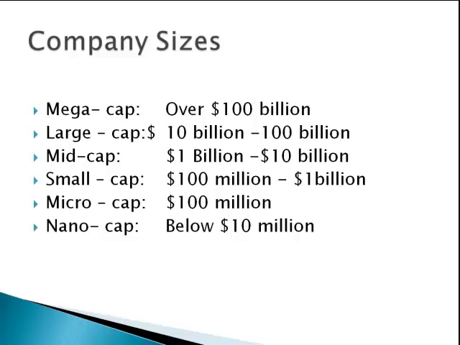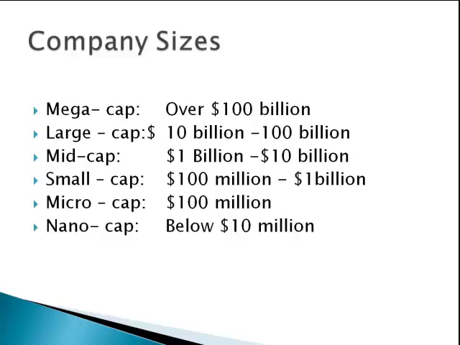Okay, so let's go to company sizes. First of all, we have mega cap, that's over $100 billion. Large cap is from 10 billion to 100 billion. Mid cap companies are 1 billion to 10 billion. Small cap are 100 million to 1 billion. And micro cap are 100 million, and nano cap is below 10 million.